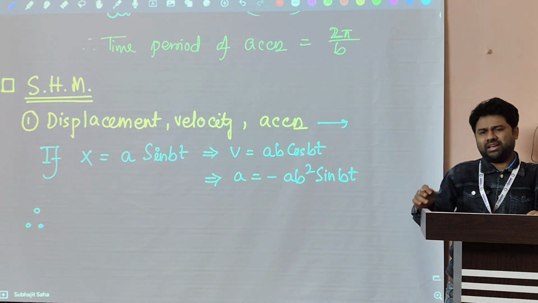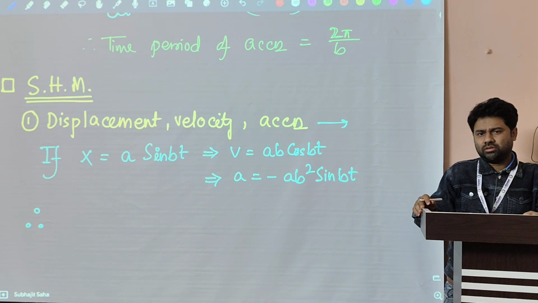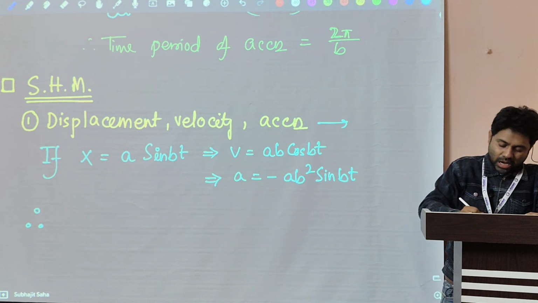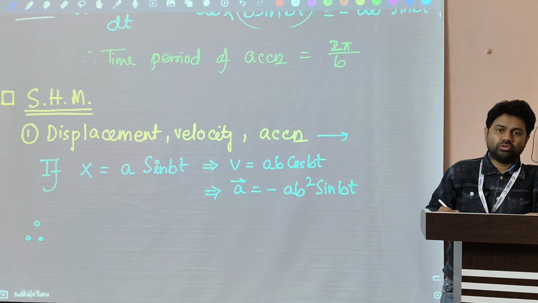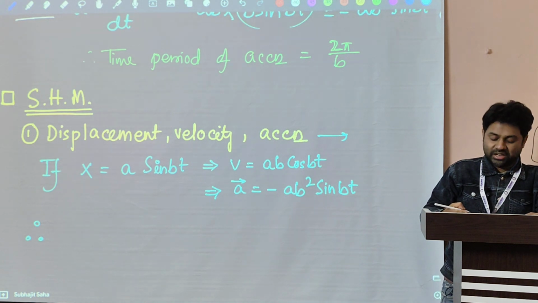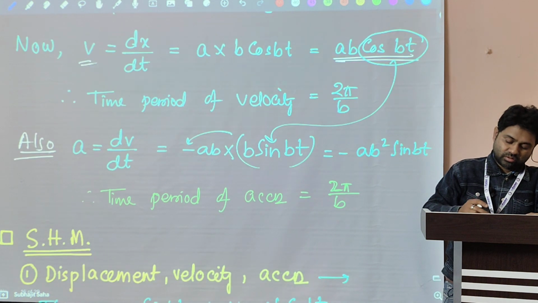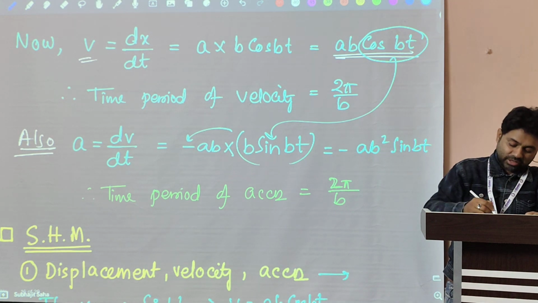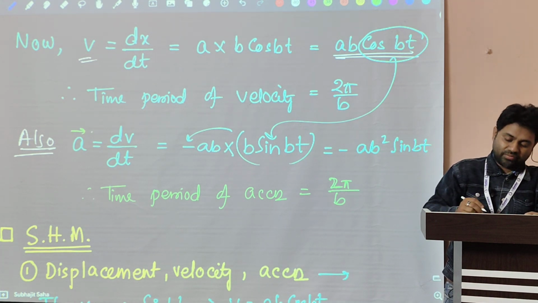Here there are two a's. Let's not confuse them. So I will put a vector notation to denote that it is the acceleration and not the constant a. You can do the same in this question as in this part as well. You can put a vector notation over a.